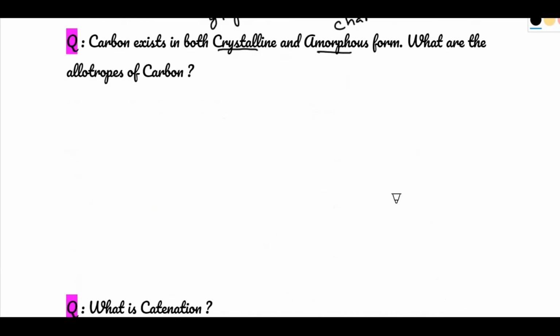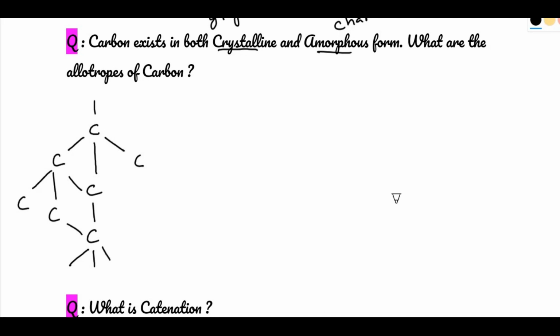So what are the allotropes of carbon? When you see carbon's structure like this, something of this kind, this is the diamond structure. So this is a diamond, an allotrope of carbon. What is the meaning of allotropes of carbon? Different physical forms, but same or similar chemical properties, because all of them are carbon.